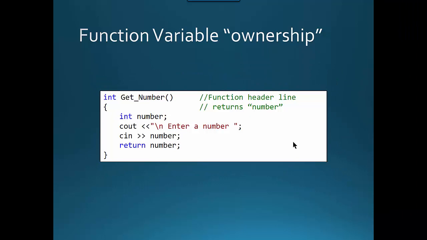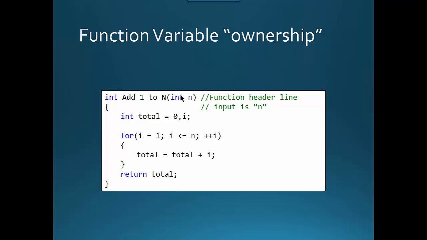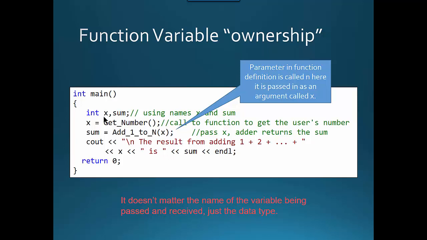So let's look at this from a variable ownership perspective. This function, getNumber, the only things it sees are the variables declared in it and the parameters passed in. Since nothing's passed in as a parameter, the only variable it sees is number. In add 1 to n, we have a parameter n, so it sees n and total and i, which are declared inside the function, but it doesn't see anything else. And in main, it sees x and sum, but it doesn't see any of the variables declared inside of the other functions.